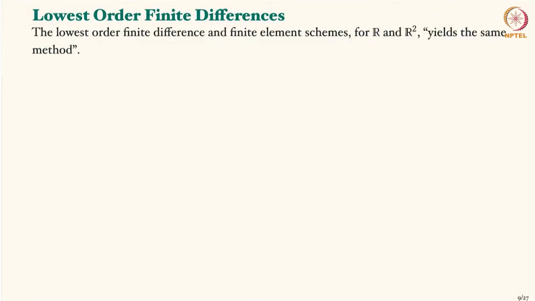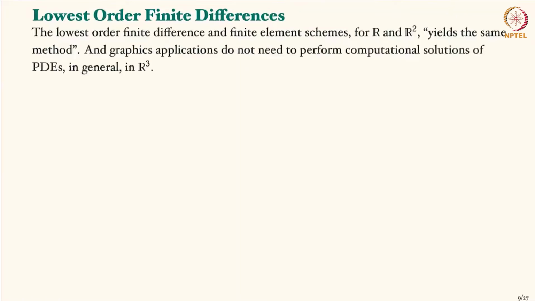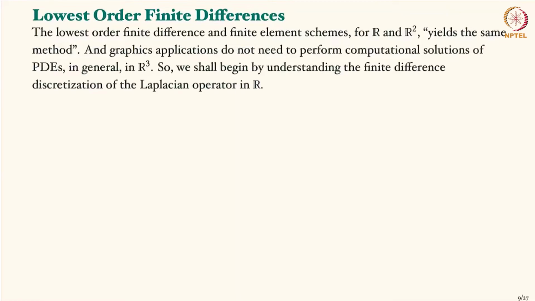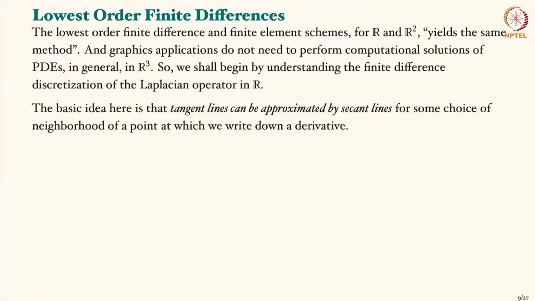It's innocuously written there, but yes, there is something about these finite difference and finite element lowest order methods: they coincide. Okay, so I already talked about it. So we'll understand the finite difference discretization of the Laplacian in (0, 1) on R. That's not R. Okay, so what do we do here?